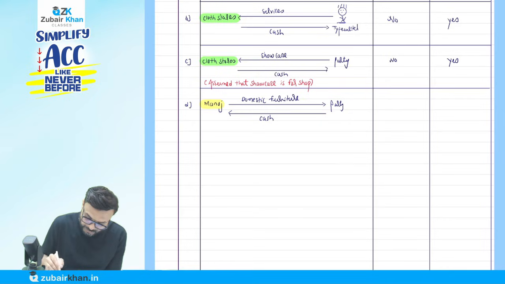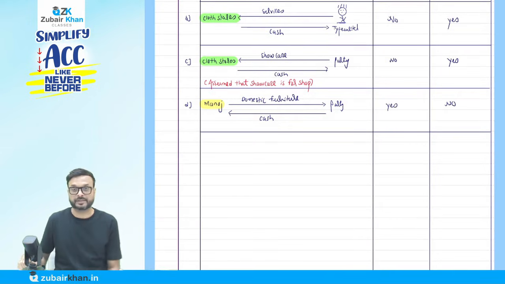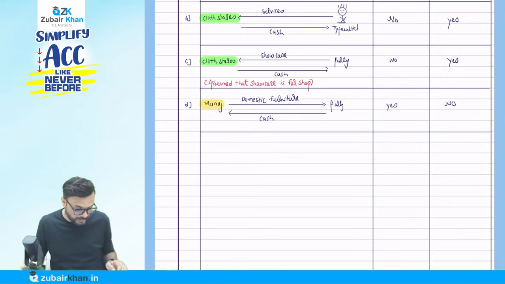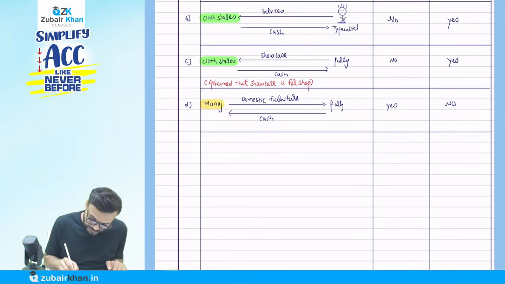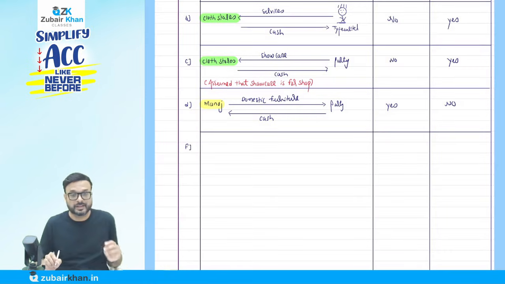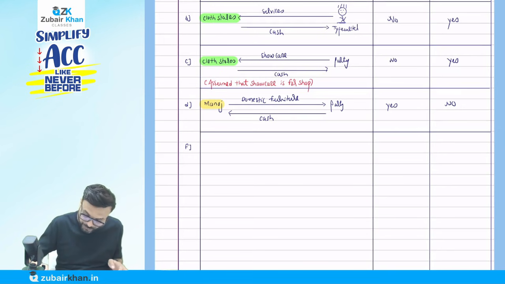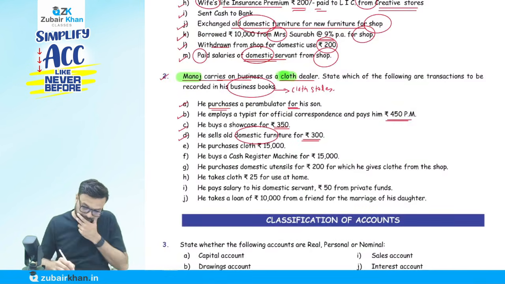Okay, Manoj, that's here. So here, yes, it will come in the books of Manoj, not in the books of business. Okay, or number D. Now write down that here, now F. Next one. So what it says here, now, is he purchased a cloth.